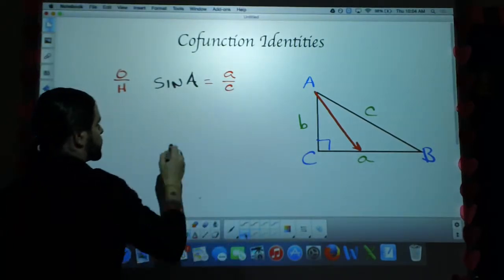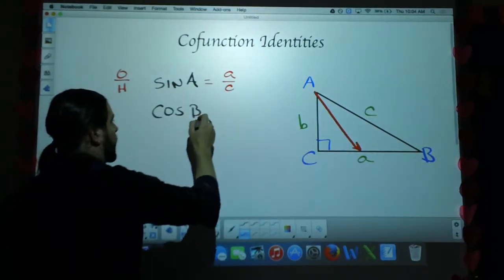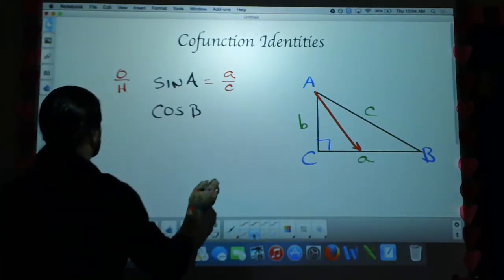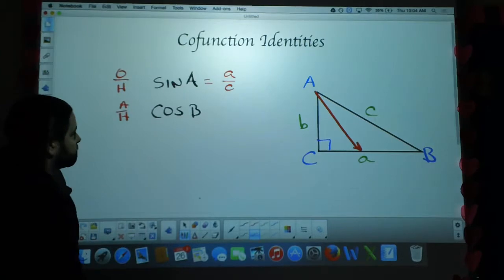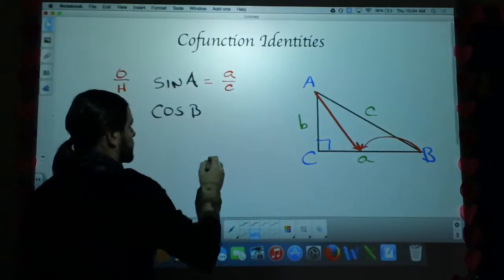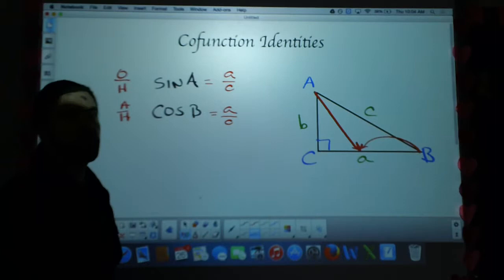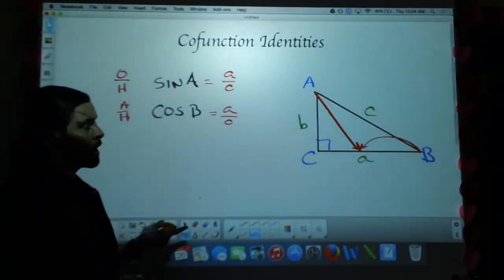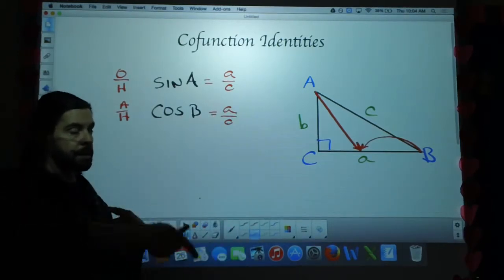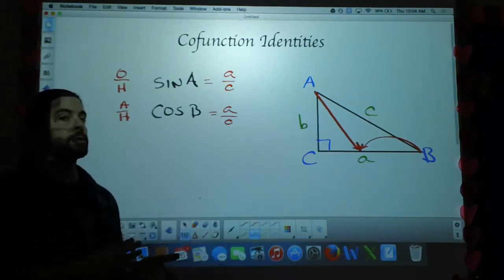But if we switch to the cosine and we switch from angle A to angle B, then angle B has a different opposite side and a different adjacent side. So this is adjacent over hypotenuse. And from angle B, the adjacent side is still side A, and the hypotenuse hasn't changed. So those are the same. So what's happening here is in a right triangle, if you switch from one acute angle to the other, the side that's adjacent and the side that's opposite switch places because it's relative to position.